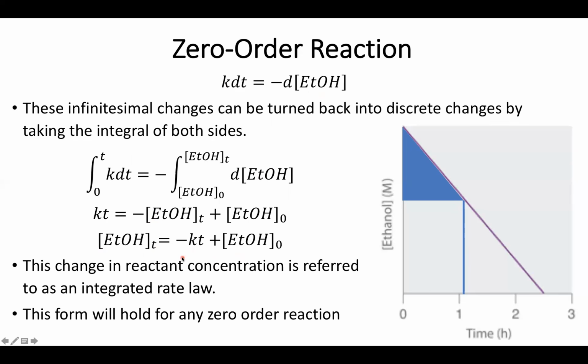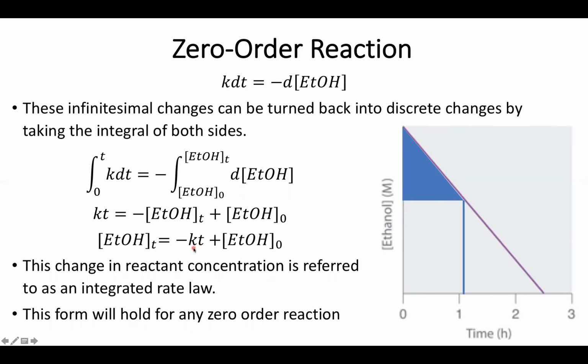It's worth noting that this basic form will hold for any zero order reaction. The only special nuance is taking into account the stoichiometry, and that can be done with this k term. If I've got a 2-to-1 stoichiometry, I would need to effectively double the rate constant. Otherwise, if you know a reaction is zero order, with the initial concentration, final concentration, and rate constant, you have it.